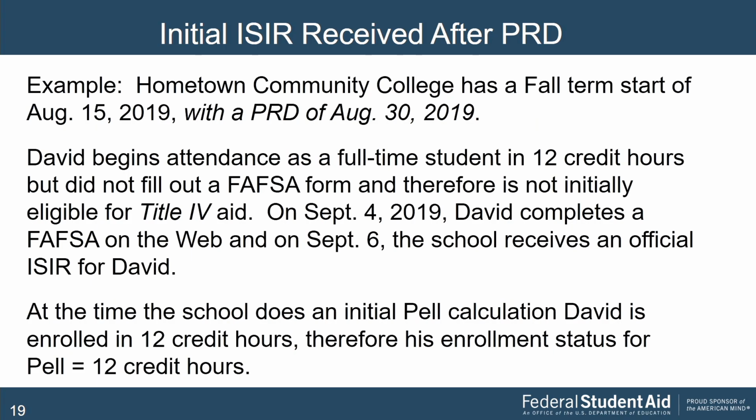So we have David. He begins as a full-time student in 12 credit hours. He didn't fill out a FAFSA, so he's not going to get Title IV aid. He decides on September 4th, he completes a FAFSA on the web. On September 6th, the school receives it. At that time, they do the initial Pell calculation, and David's enrolled at 12 credit hours at the time, so that's going to be his enrollment status for Pell, 12 credit hours.